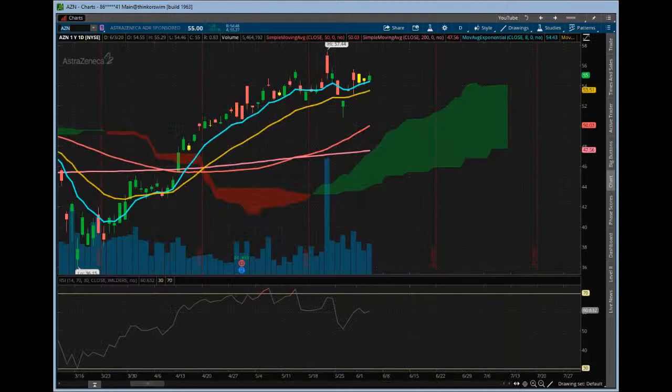AZN. What is this thing doing? Double inside day. Huge amount of call activity the last couple days. I think it's waiting on some news. Waiting on some big news. So just keep an eye on it right there. Lots of call activity on this thing.